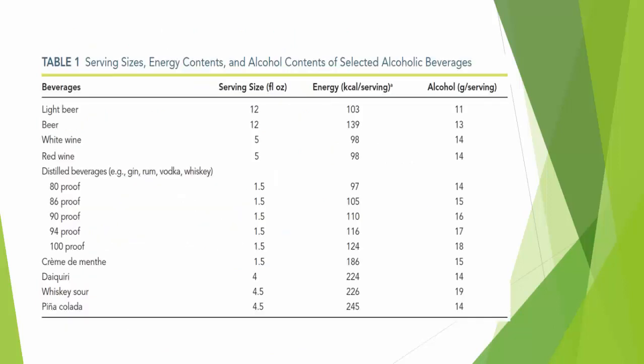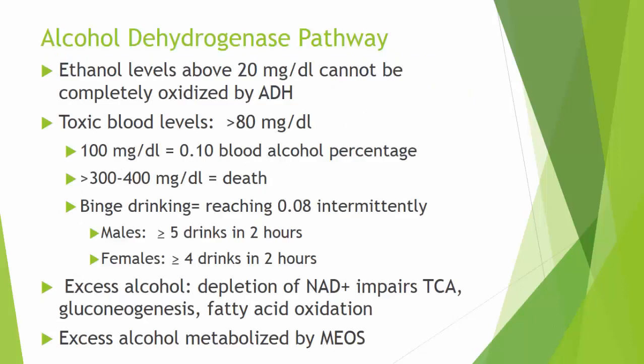This table kind of defines what is a drink. You can see that a 12-ounce beer is considered a drink, 5 ounces of wine a drink, and 1.5 ounces of hard liquor is considered to be a drink. So when we get back to this idea of 5 drinks or 4 drinks in 2 hours, you can see what we mean by a drink.